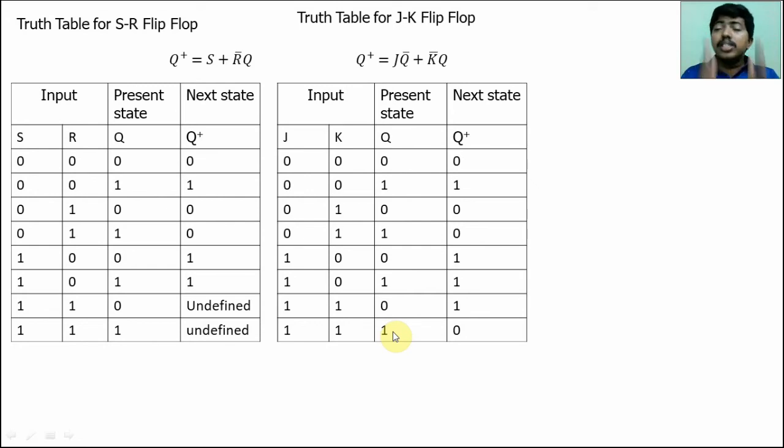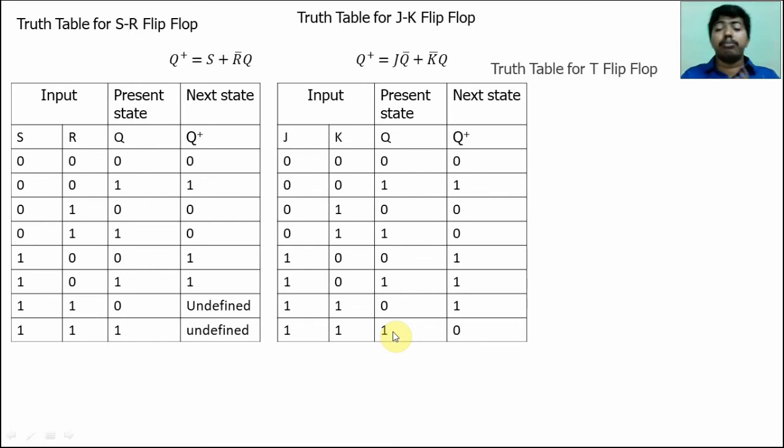When J is 1, set is 1, and the output is always 1. If reset K is 1, the output is always 0. If set and reset are both high, the output will be the complement of the present state. For example, if the present state is 0, the output will be 1. If the present state is 1, the output will be 0. Okay, that is the modified form of the SR flip-flop.